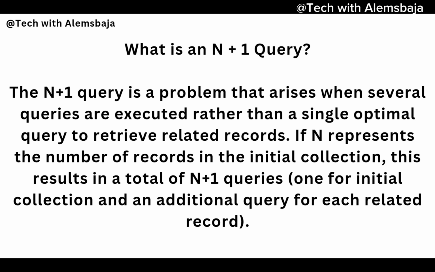So what's N+1 query? The N+1 query is a problem that arises when several queries are executed rather than a single optimal query to retrieve related records. If N represents the number of records in the initial collection, this results in a total of N+1 queries. That's one for the initial collection and an additional query for each related record.